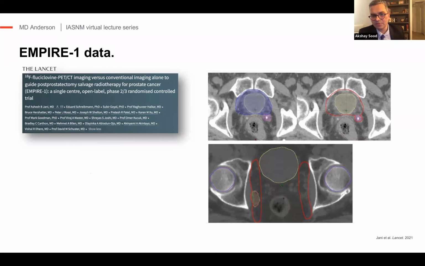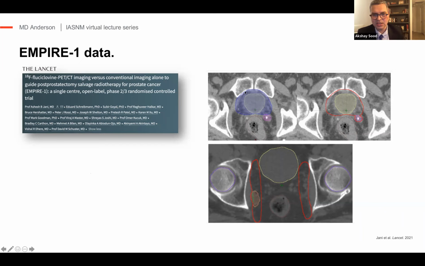But the question everybody asks is, when you perform a PSMA or any other radioligand-associated PET scan, and you may or may not change your treatment based on that, do the patients ultimately benefit in terms of survival outcomes? This is what the study sought to answer. This was a randomized phase 3 trial. It enrolled about 160 patients, 80 in each arm, one undergoing conventional imaging and the other undergoing the fluciclovine PET.